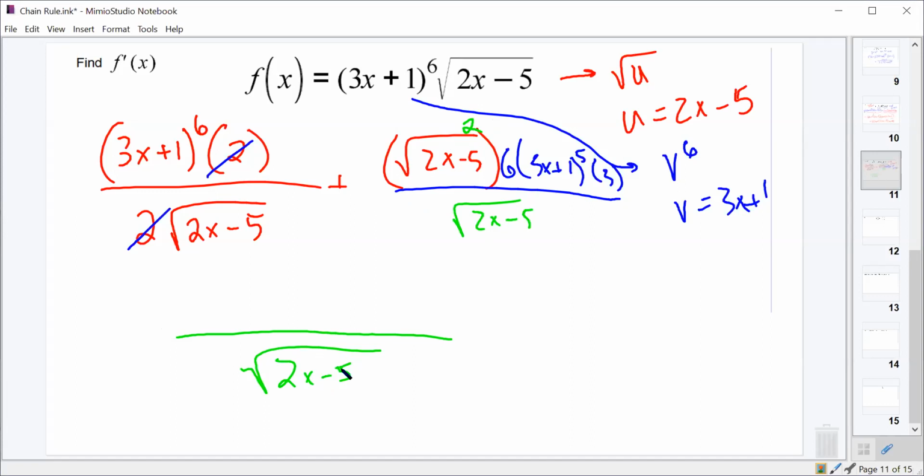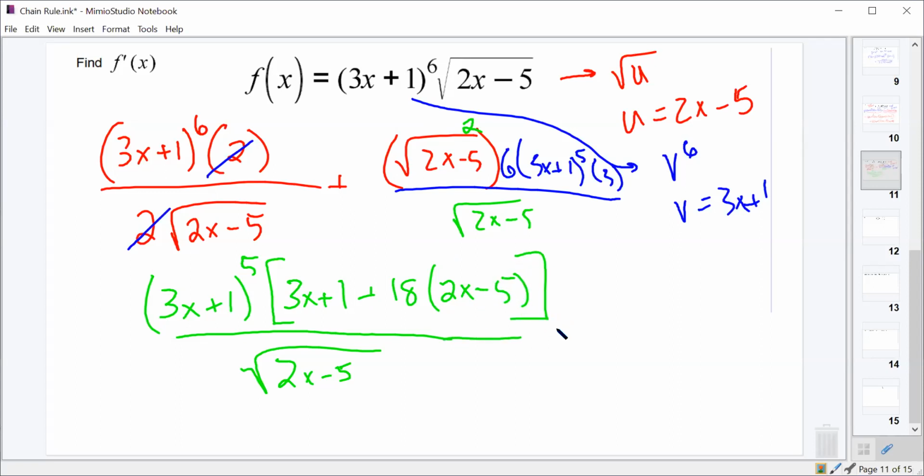And then up in the top, what can we factor out? We've got a 3x plus 1 to the 6th and a 3x plus 1 to the 5th. So we can take out the 3x plus 1 to the 5th. And then what do we have here? We have 3x plus 1. And then plus, on this side, we've got 18 left. And the root 2x minus 5 times root 2x minus 5 is just 2x minus 5. And we should be able to simplify that out to 3x plus 1 to the 5th.